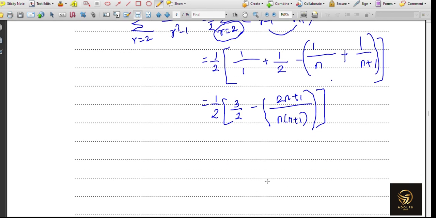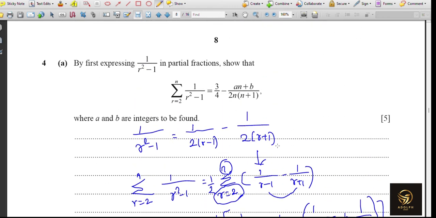The next step is I have to multiply this 1 by 2 inside. So 1 by 2 into 3 by 2 is going to be 3 by 4. Negative 2n plus 1 divided by this 2 is going to multiply with the existing n into n plus 1. So it's going to be 2n into n plus 1. And that's it. We have proved the value that we had to.